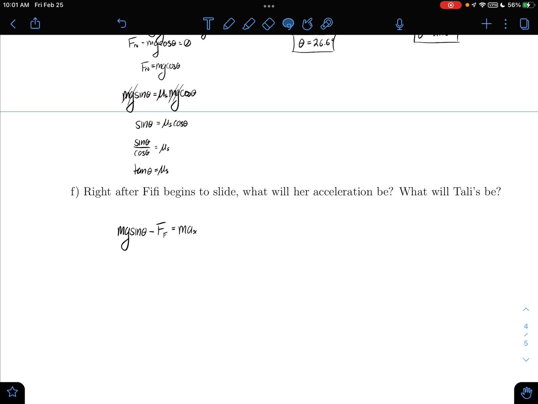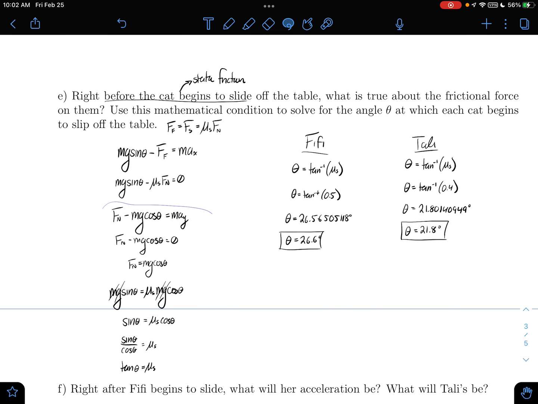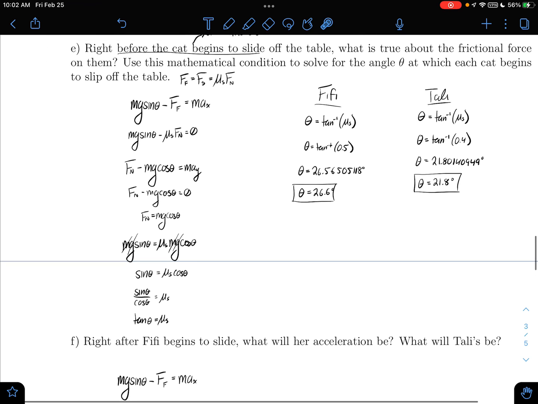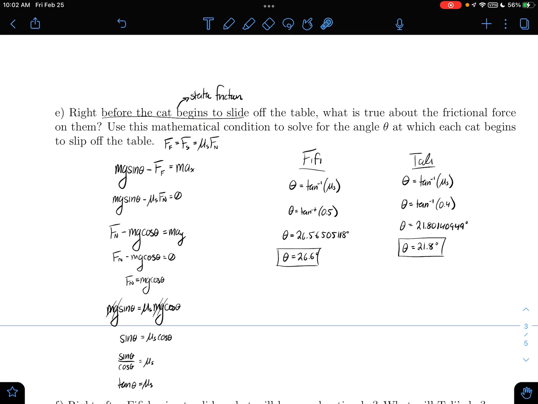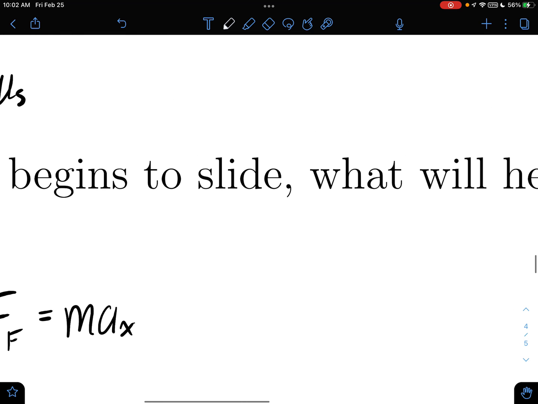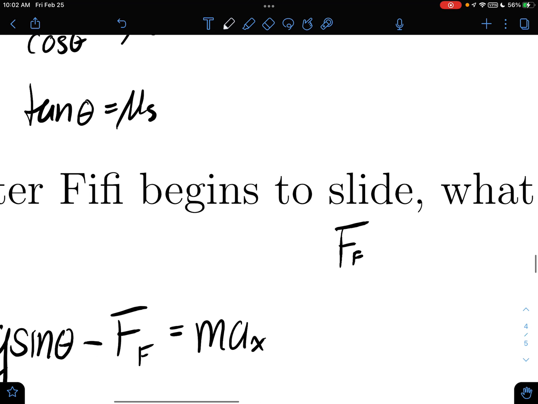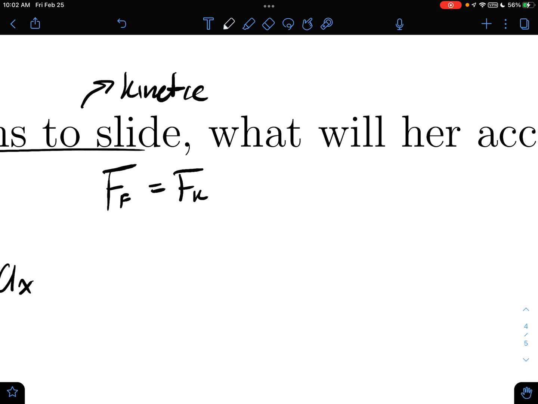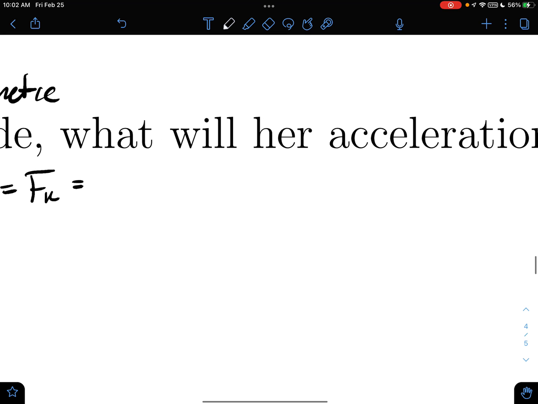Oh no, I lost part of it. Missed part of the f. Now we rethink about what's going on. Before, we said this was right before the cat begins to slide, so we set this up that way. But now we're sliding. We're already moving. So our friction now, since we've already begun to slide, it's going to be kinetic. So that's going to be our Fk, and we know that our Fk is our mu k Fn.